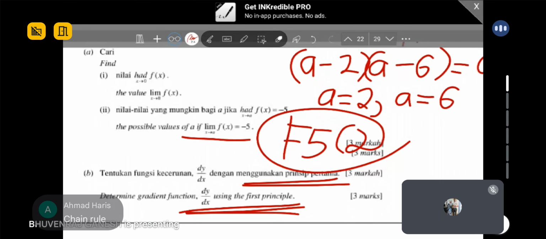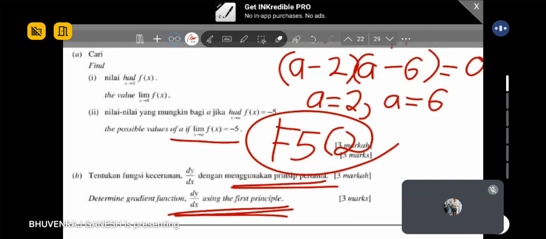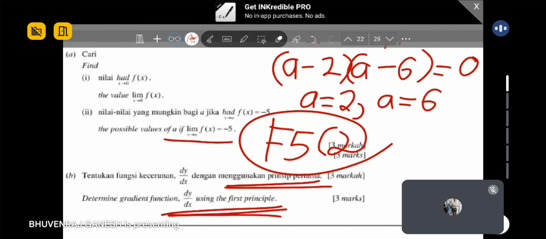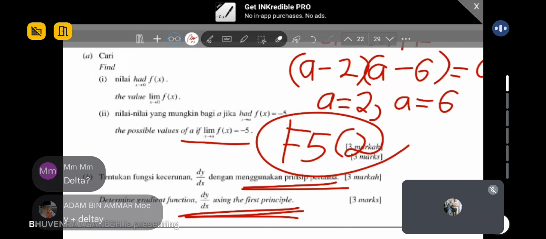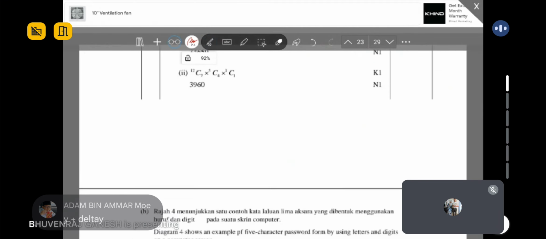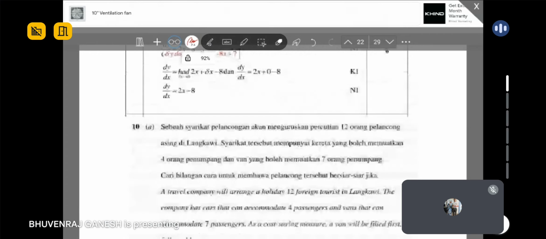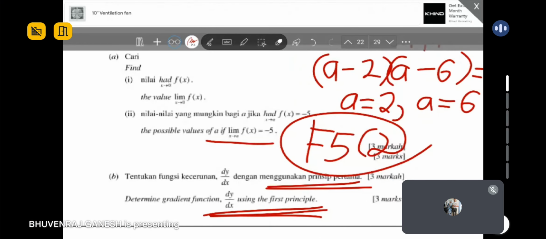Chain rule. Not the same. Dia tak sama. Guys, chain rule and first principle are two different things. You must understand that. First principle, yes, correct. The step is the y plus delta y. Betul. You will always have delta in first principle. Okay, you must remember that. Kamu kena ingat yang tu. Alright?